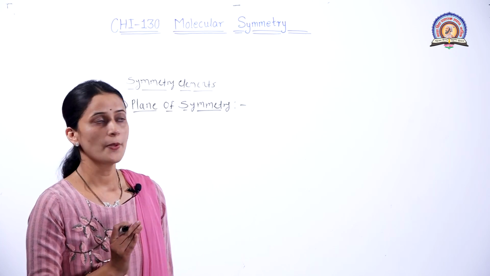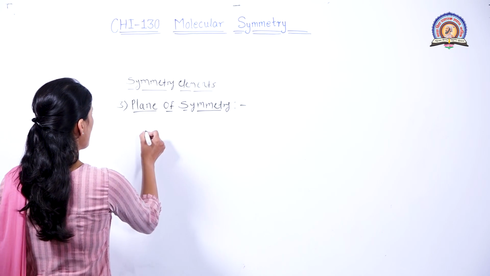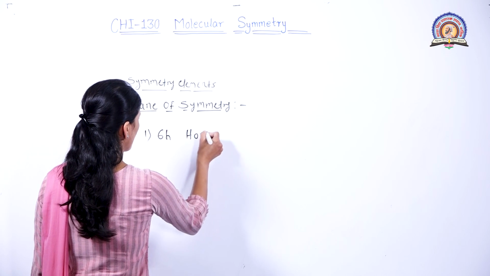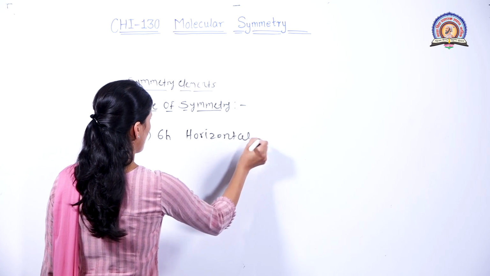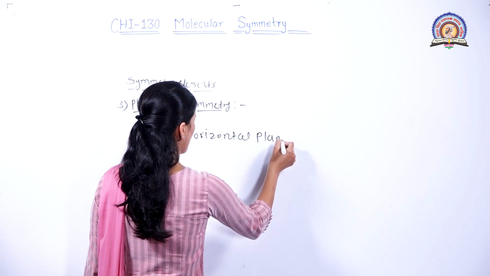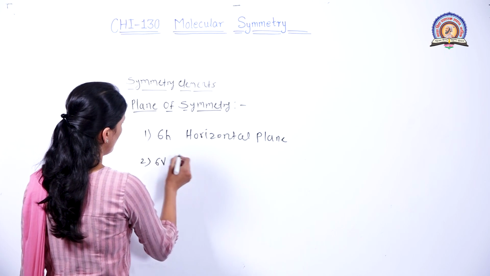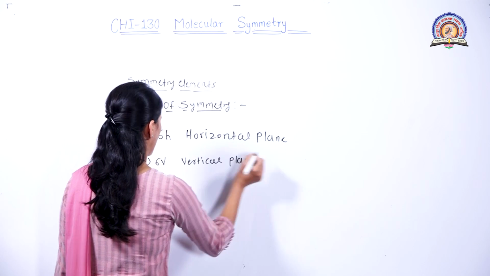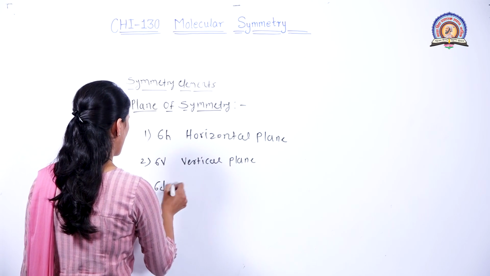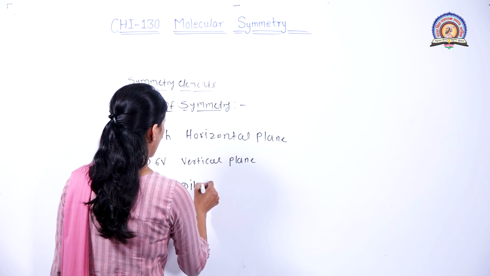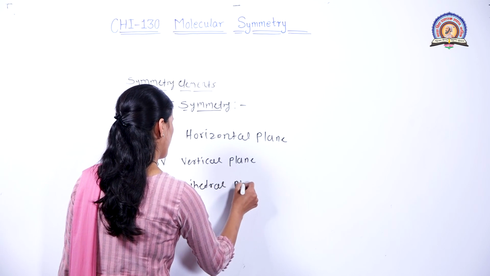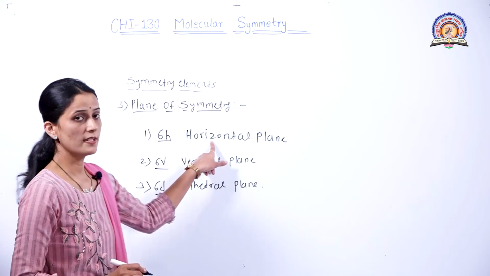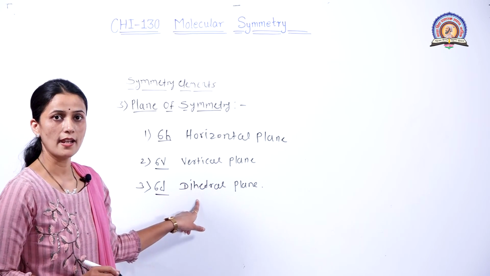There are three types of plane of symmetry. First one is sigma h, that is horizontal plane. Second one is sigma v, that is vertical plane. And the third one is sigma d, that is dihedral plane. These are the three different types of plane: horizontal plane, vertical plane and dihedral plane.